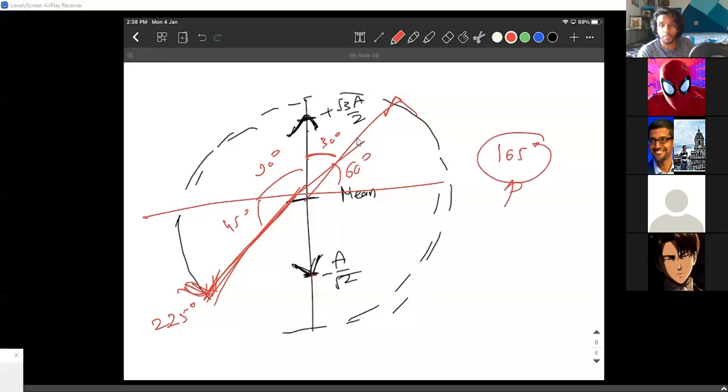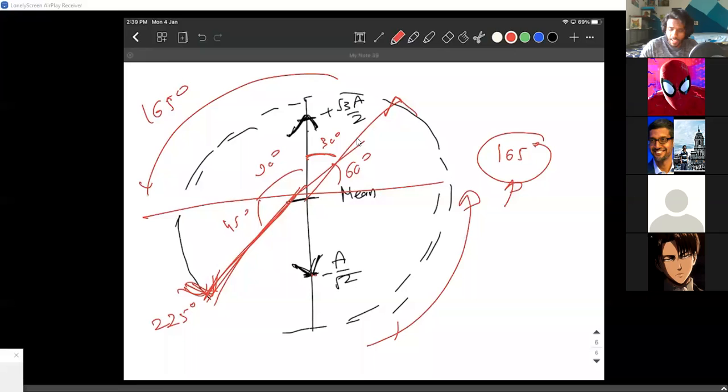Should we take the smaller angle, sir, or the bigger angle? It doesn't really matter. If both answers are there, you can take the smaller angle. That's just a notation. If you say the phase difference between them is 165 degrees, it's totally right. You take this angle, and how much is the other angle?